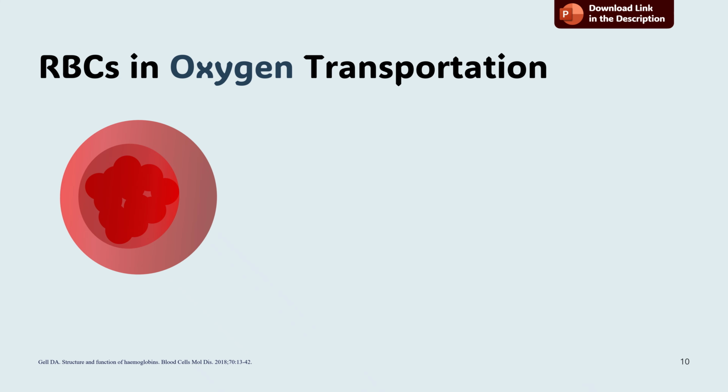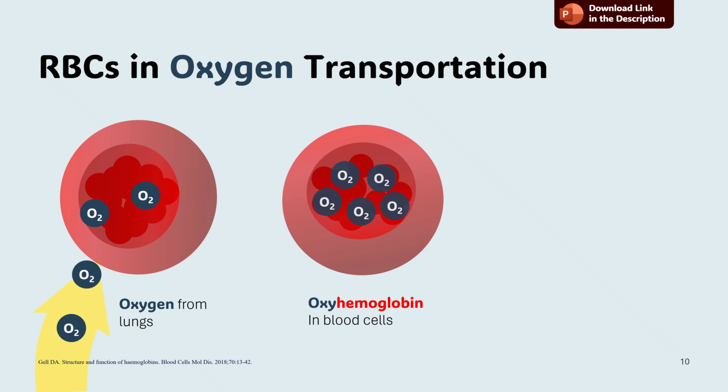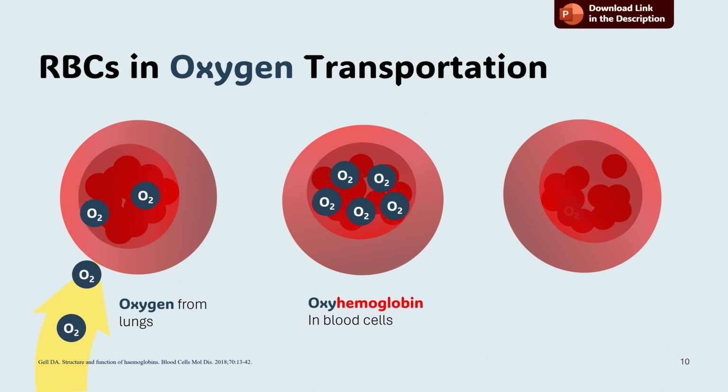The process of oxygen transport begins in the lungs, where oxygen enters the blood and binds to hemoglobin in the red blood cells, forming oxyhemoglobin. As blood circulates to tissues and organs, oxygen is released from hemoglobin and delivered to tissue cells. This process is vital for maintaining cellular functions and overall body metabolism.